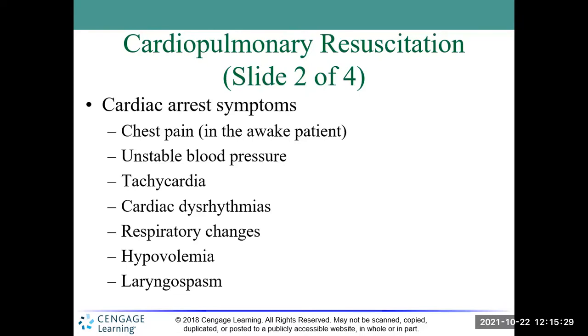Now, symptoms that could indicate the patient is having a cardiac arrest are chest pain, of course, in the awake patient, unstable blood pressure, tachycardia. So the heart begins to try to compensate. Those dysrhythmias we just started seeing, respiratory changes, hypovolemia, not enough volume, and then the laryngeal spasm. So the larynx starting to spasm around the ET tube if that is in place yet.